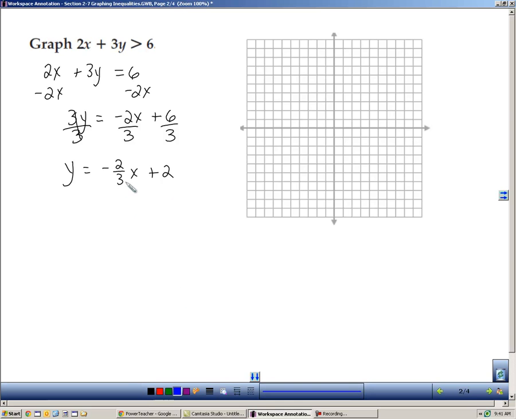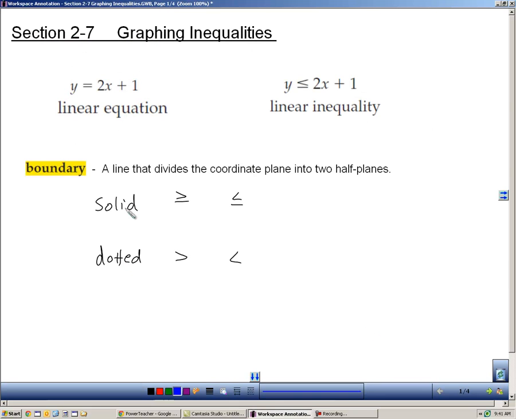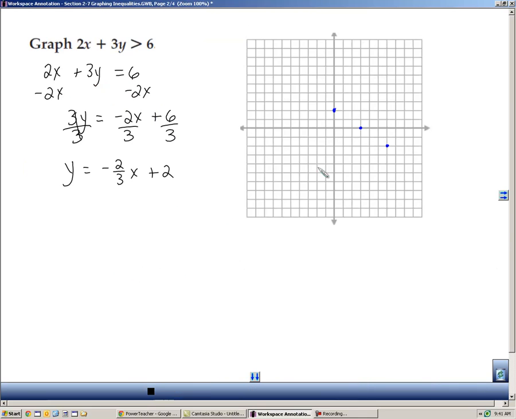To graph this equation, we can plug points in, or we could also use slope and intercept. It's easy enough here to use slope and intercept, so I'm going to do that. My intercept is (0, 2), and my slope is negative 2/3. So I'm going to go down 2 to the right 3, down 2 to the right 3, and I'm going to graph my line. Now what kind of line should I graph? Go back to what we said here. It's solid if it's got an equal to line underneath it, and it's dotted if it doesn't. Well, this original problem does not have an equal to line. It's going to be a dotted line. So there's my boundary line.